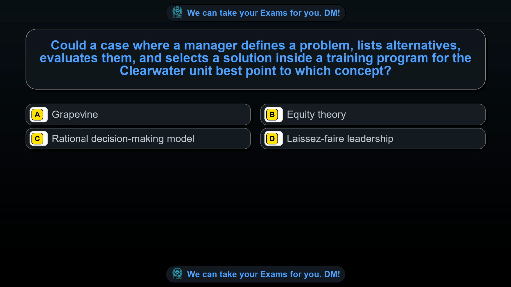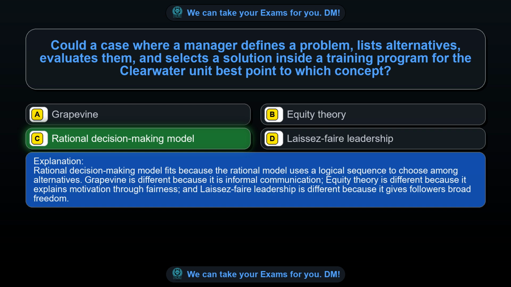Question 100. Could a case where a manager defines a problem, lists alternatives, evaluates them, and selects a solution inside a training program for the Clearwater unit best point to which concept? Option A, grapevine. Option B, equity theory. Option C, rational decision-making model. Option D, laissez-faire leadership. The correct answer is option C, rational decision-making model.